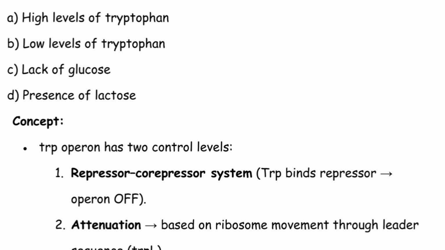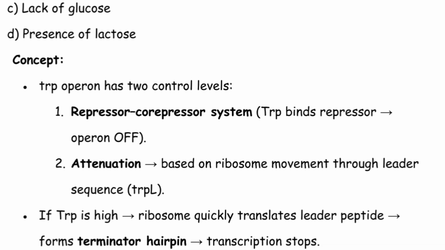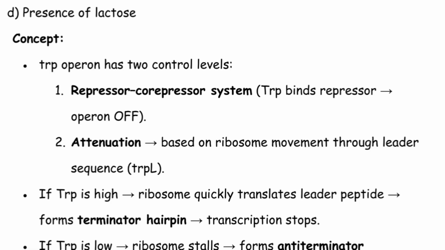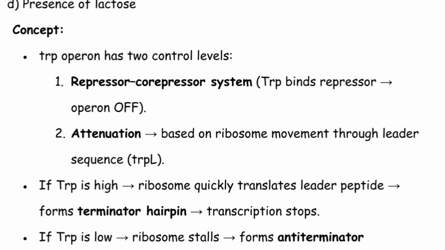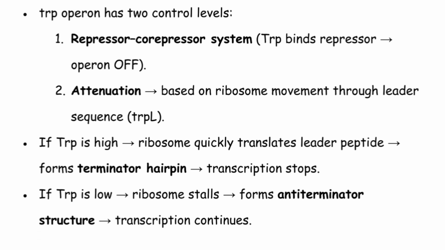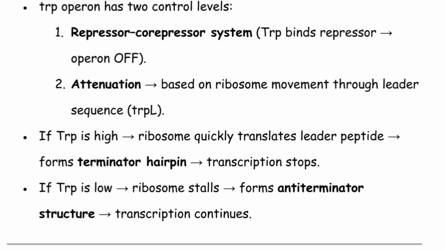In the case of attenuation, regulation is based on ribosome movement through the leader sequence, which is coded by the gene trpL. If tryptophan is high, the ribosome quickly translates the leader peptide, which forms a terminator hairpin. As a result, transcription is stopped; that is, the tryptophan operon is turned off. If tryptophan is low, the ribosome stalls. It halts at that position. As a result, an anti-terminator structure is formed and transcription continues; that is, the tryptophan operon is turned on.